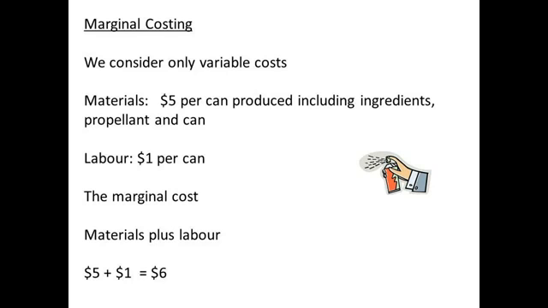With marginal costing, we are going to consider only the variable costs associated with manufacturing. We have materials that amount to $5 a can and labour that amounts to $1 per can. We sum these for the marginal cost to give a cost of $6 per can. The fixed overhead costs are not a part of the calculation for marginal costing.